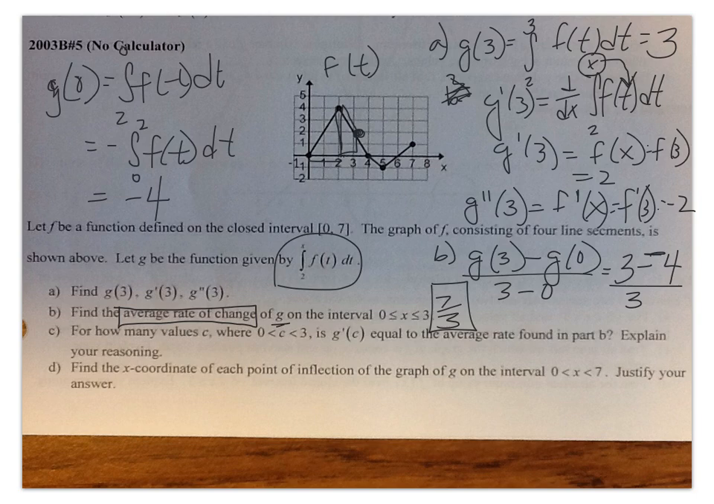C. For how many values of c, where c is between 0 and 3, is g prime of c equal to the average rate found in part B? Explain your reasoning.